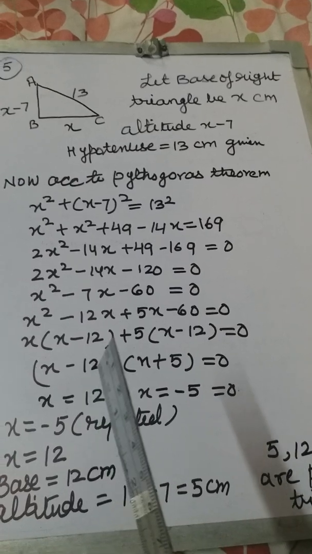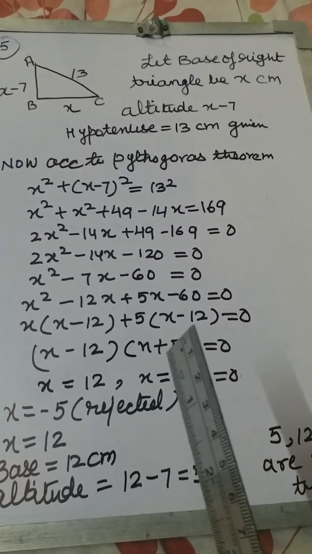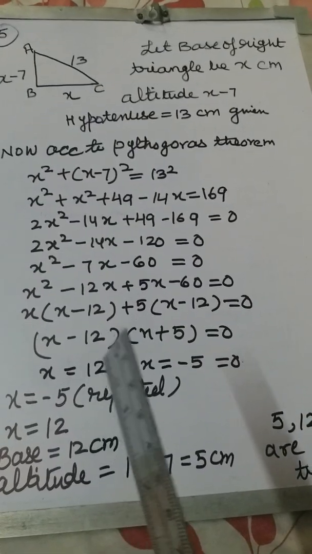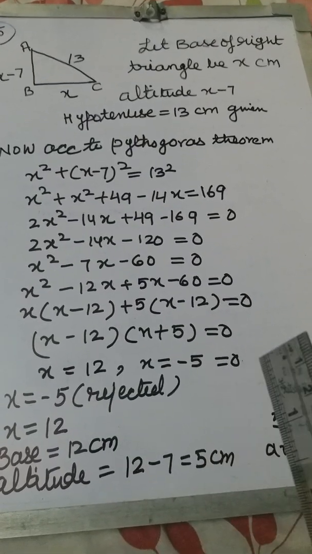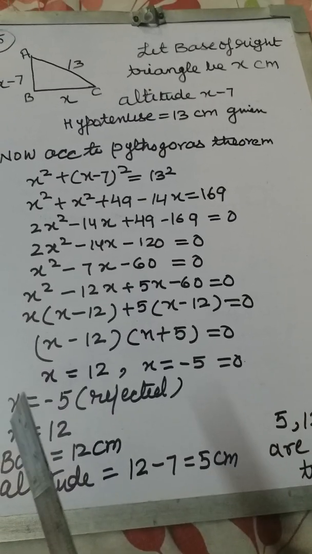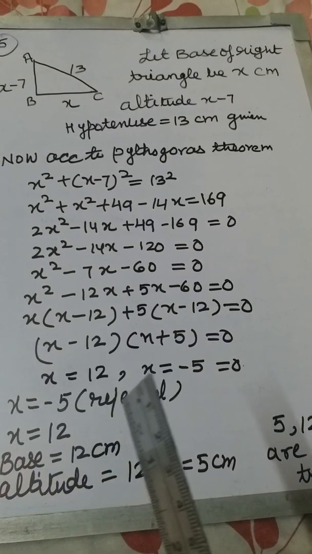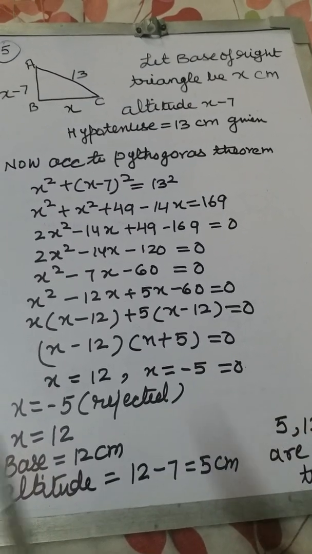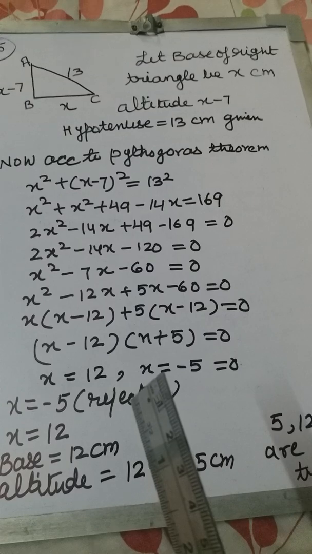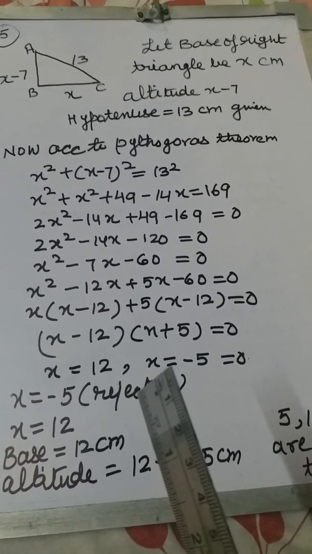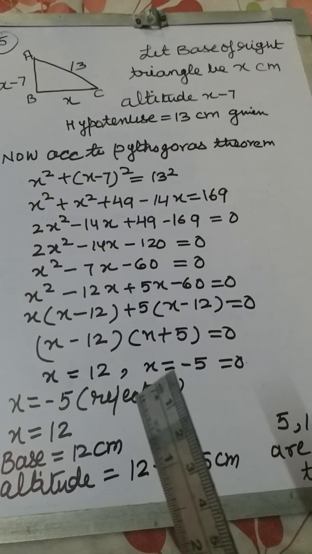Now x minus 12 is again common. So x minus 12 and x plus 5 is equal to 0. So x will be equal to 12 and x will be equal to minus 5. So x equal to minus 5 will be rejected. Why will we reject minus 5? Because the side of any triangle cannot be negative.